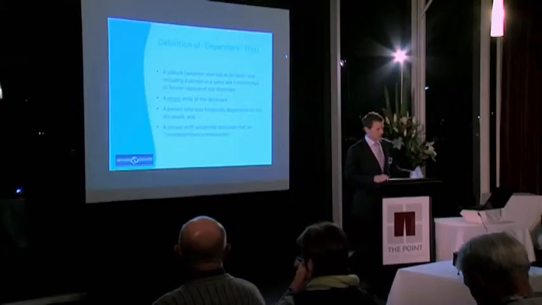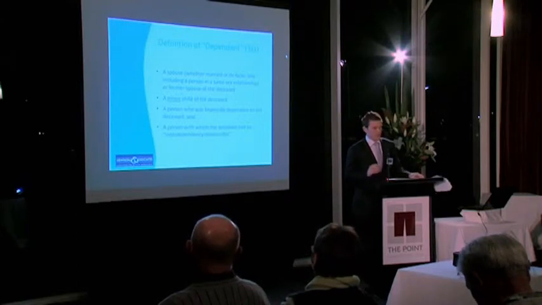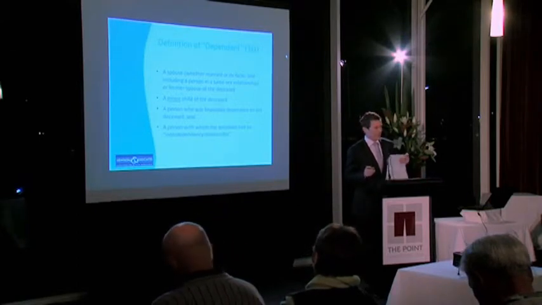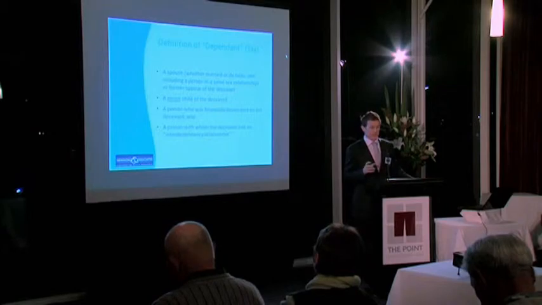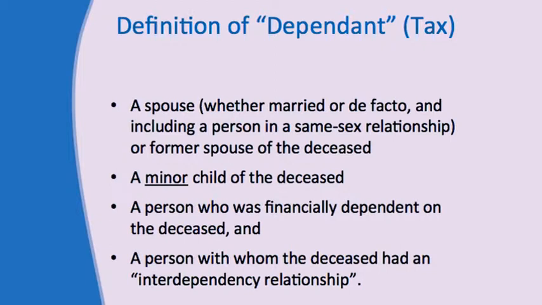So firstly, just looking at the definition of a dependent from a taxation perspective, the definitions are very similar to the definitions that I discussed earlier in relation to a superannuation dependent. The major difference being that it's restricted to minor children as far as beneficiaries being children. So an adult child is actually classified as a non-dependent. So if we're looking at dependent from a taxation perspective, it is limited to the 4 beneficiaries that are listed on the screen.